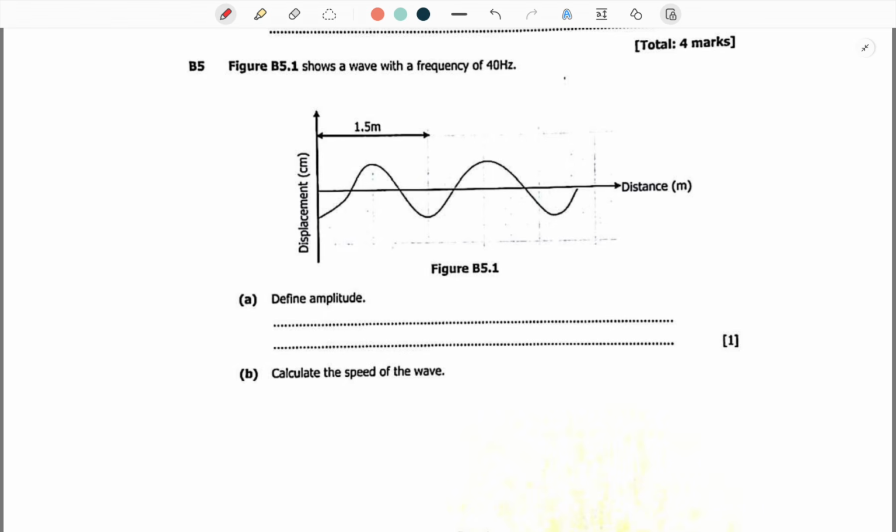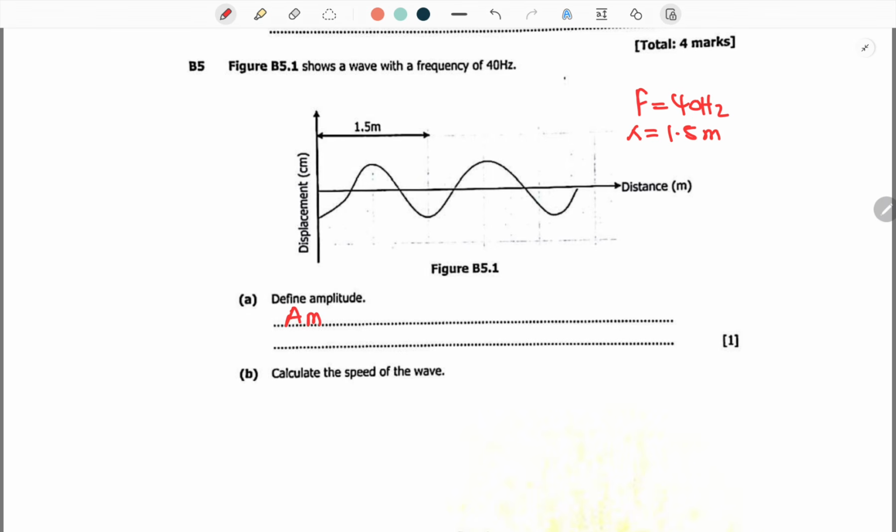Figure B5.1 shows a wave with a frequency of 40 hertz. So let's see what we have. We have a frequency of 40 hertz. And then we have a wavelength of 1.5 meters. Define amplitude. Amplitude is simply the maximum displacement of a particle on a wave from its resting position.